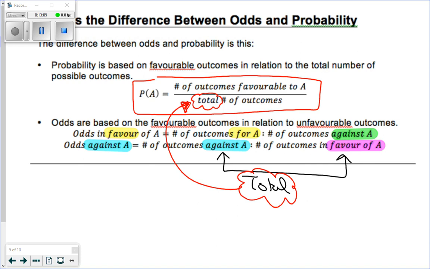So if you're currently hearing Mockingjay in your head, may the odds be forever in your favor, this is what we're talking about. When you're saying the odds in favor of me, you want your first number to be higher than the second number.